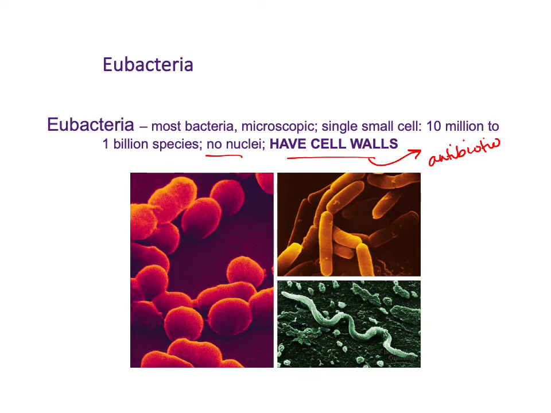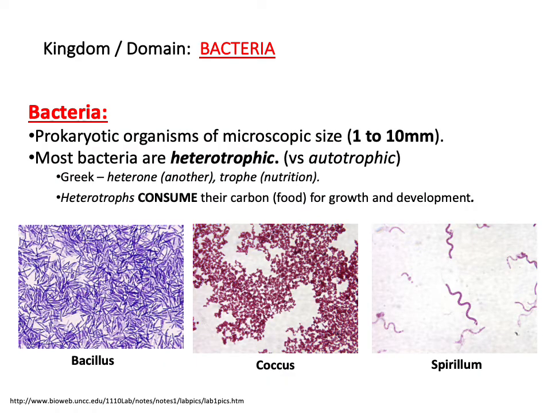You guys are going to be looking at bacteria today in the lab. And again, these are very small organisms. There's actually an error here. They range anywhere from being 1 to 10 micrometers, not millimeters. Most bacteria are heterotrophic, meaning they have to eat other life sources to get their food. Autotrophs, like plants, auto means self.